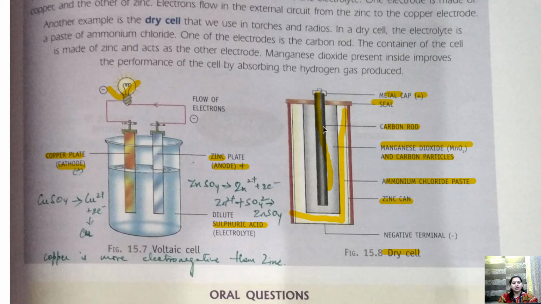Okay. So now here also what is going to happen? The reactions will take place. Manganese dioxide present inside improves the performance of the cell by absorbing the hydrogen gas produced.